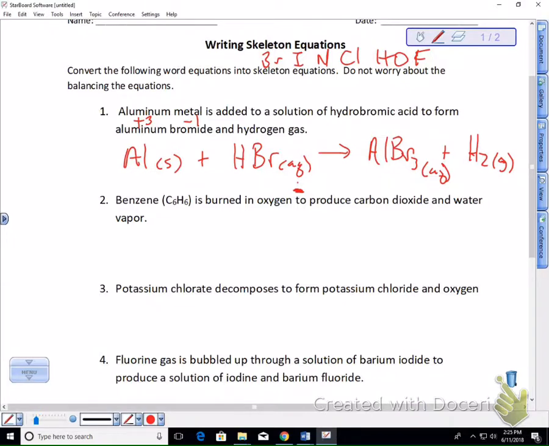We're going to have benzene, C6H6. That's not a formula that I would expect you to know yet, nor the state of matter, but it is going to be a liquid. Is burned in oxygen. Okay, so that's plus O2, which is a gas, to produce, to my yield sign.